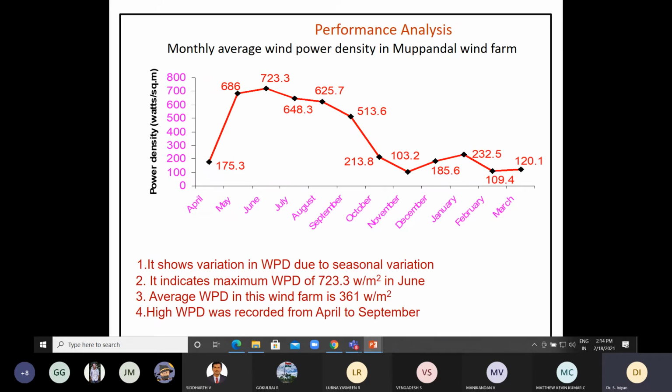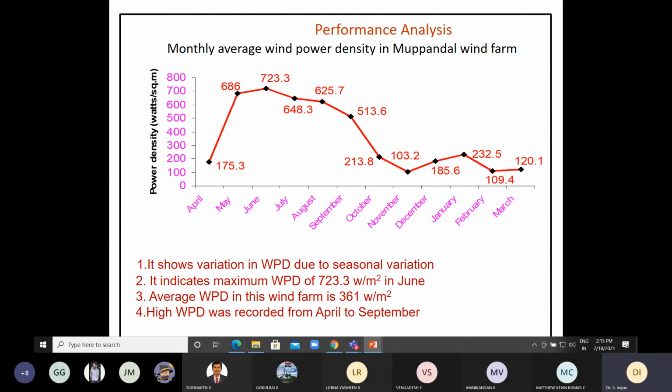Yes, this slide shows the performance analysis. Here they are going to take the monthly average wind power density in the Mupandal wind farm. I think you are all familiar with the Mupandal wind farm. We discussed in the previous class the total installed capacity they are generating as on 31st December 2020: 1,500 megawatt capacity in the Mupandal wind farm, which is located in Kanyakumari district, right?